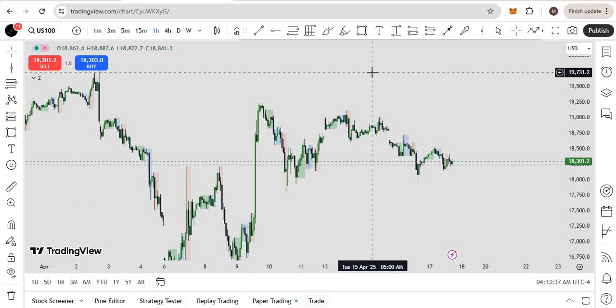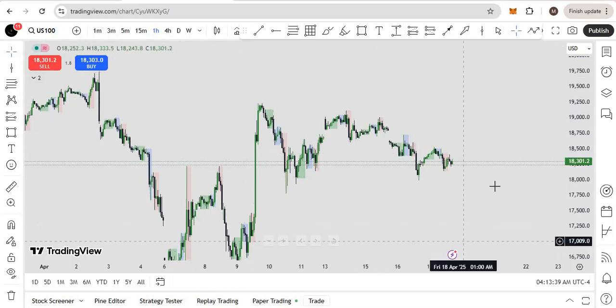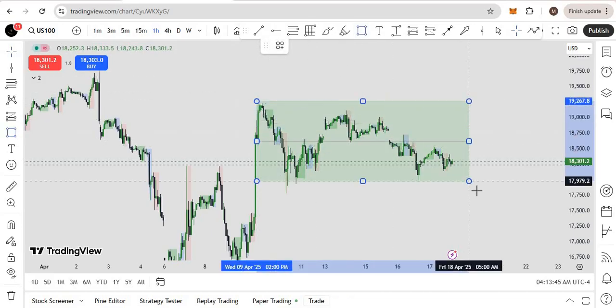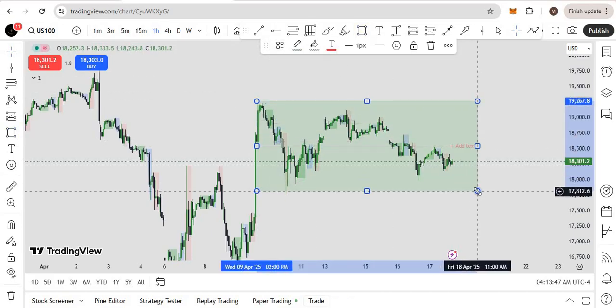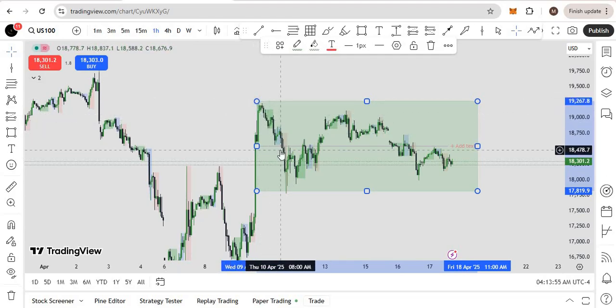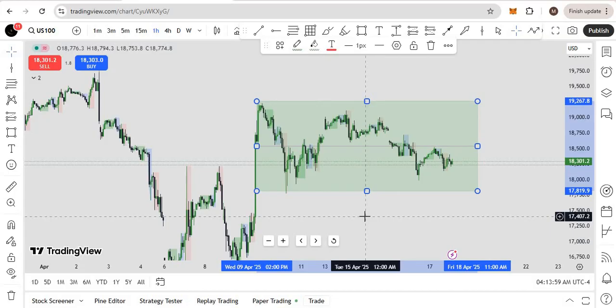So in this video I'm going to share with you an example of how I took trades on these consolidation areas by using ICT concepts. As you've seen, the price is still under these higher high and higher low on US 100 from 10th April till 17th. I took 4 trades. In this video I will show you 2 examples. In the next video I will show you another 2 examples.